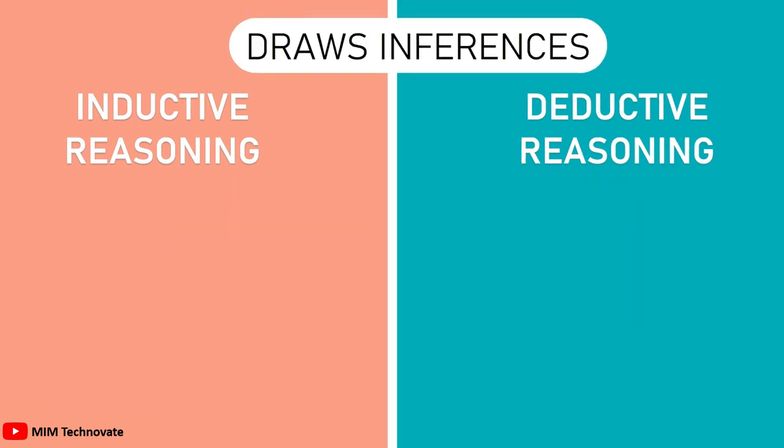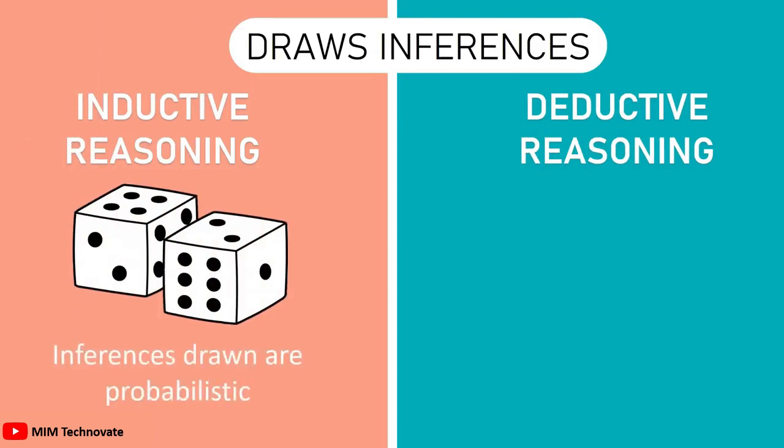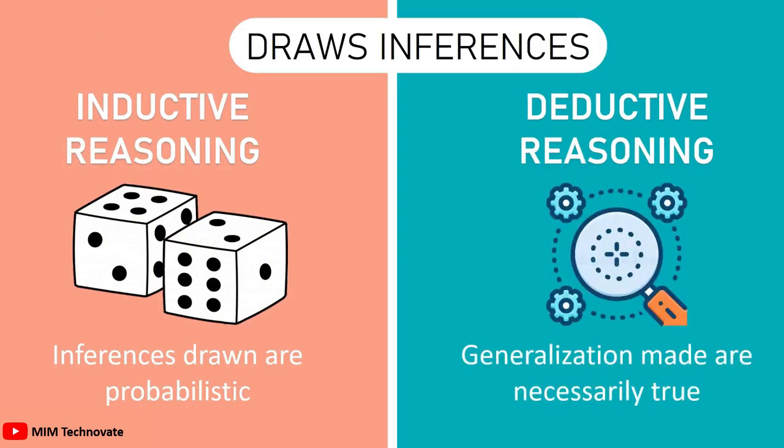Draws inferences. In inductive reasoning, the inferences drawn are probabilistic, while in deductive reasoning, the generalizations made are necessarily true if the premises are correct.